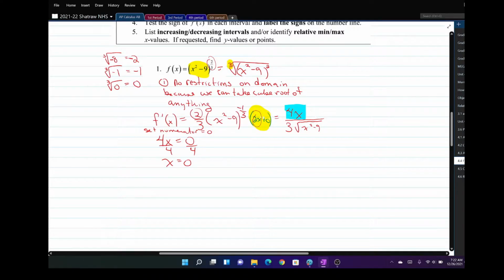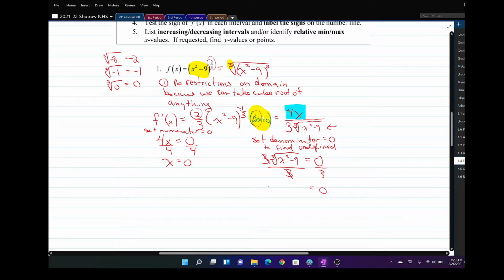But when is my function undefined? Well, that's when I want to know, when am I dividing by 0? So I'm going to set the denominator equal to 0 to find when it's undefined. So I say 3 times x squared minus 9 being underneath a cube root. Whoops, I forgot to write it down. There it is, the cube root. And then set that equal to 0. I'm going to divide by 3 so that these go away, and 0 divided by 3 is 0.